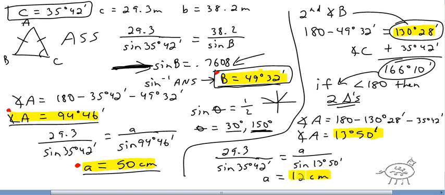So I hope you understood that. If you didn't understand that, go back and watch the video again, because it's actually pretty easy. But the key here is that to find that second angle B, after you found the first angle B, you do 180 minus that angle, and then you have to check it. So you take that 130 degrees 28 minutes, you add it to the given angle C, and that's got to be less than 180. All right? Okay.